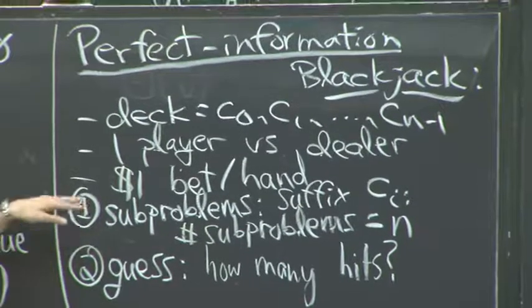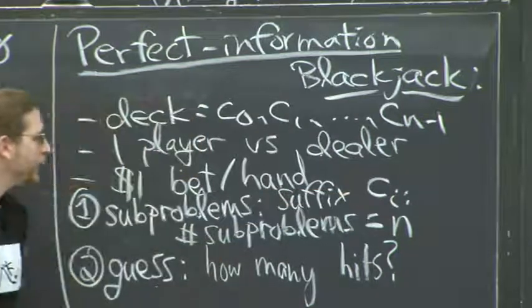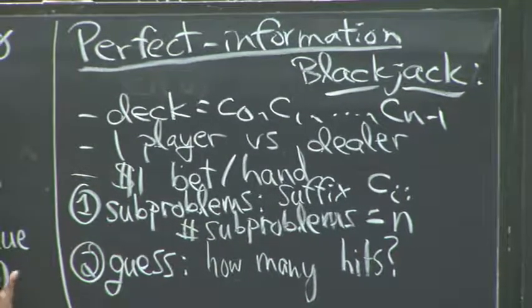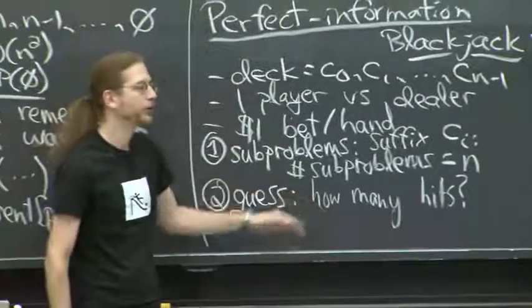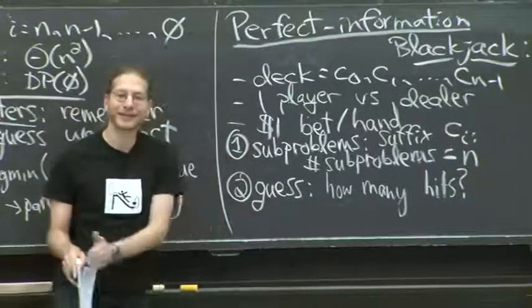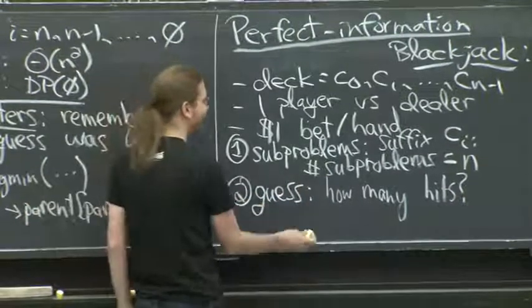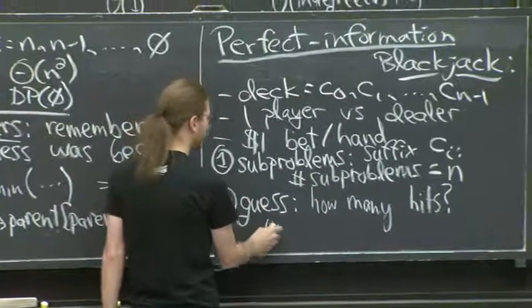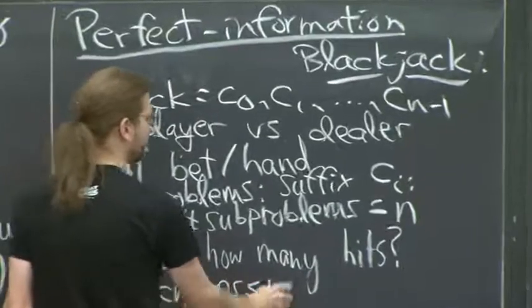So now we need to solve the subproblem. Starting from c i, what's the best way to play? Well, the first 4 cards are fixed. And then we guess how many hits are left. So there's going to be something like n minus i minus 4 different possibilities for the maximum number of hits I could take, all the remaining cards. That would be the most. And so the number of choices, I'll just say it's at most n. Don't have to be fancy here.